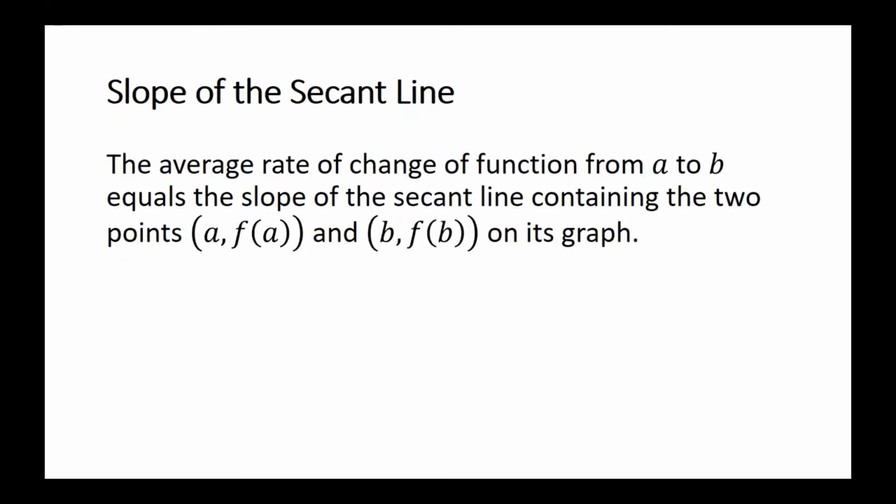Slope of the secant line. The average rate of change of a function from a to b equals the slope of the secant line containing the two points (a, f of a) and (b, f of b) on its graph.